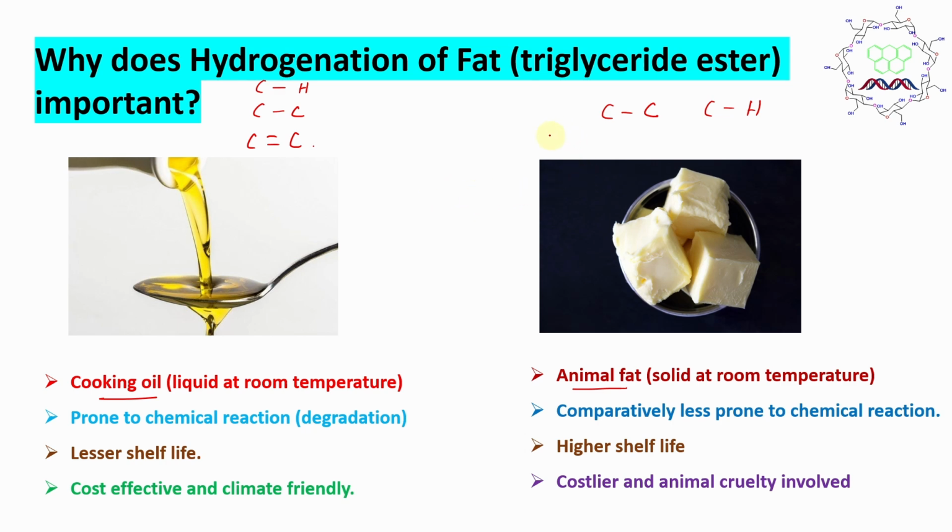So you may consider, okay, saturated straight chains, so the van der Waals force of attraction among these straight chains is more, so obviously that causes a higher boiling point or melting point. Actually, since they are solid at room temperature, more accurately it is a waxy solid, so if you heat it, it melts. So it's solid at room temperature because of higher van der Waals force of interaction. Next, it's prone to chemical reaction. Why?